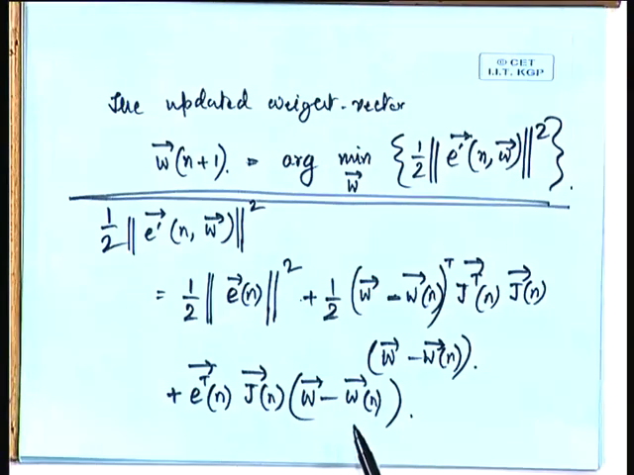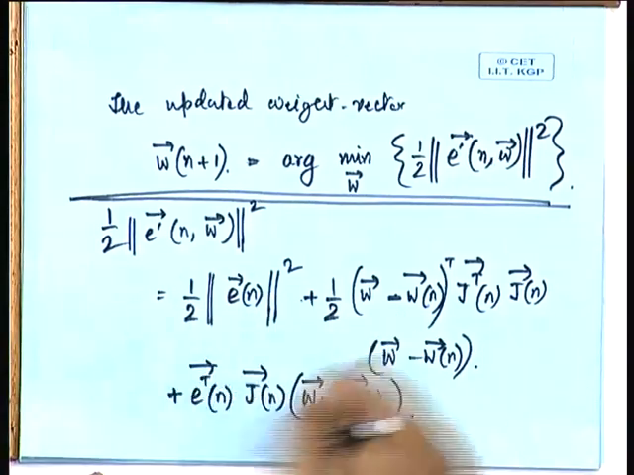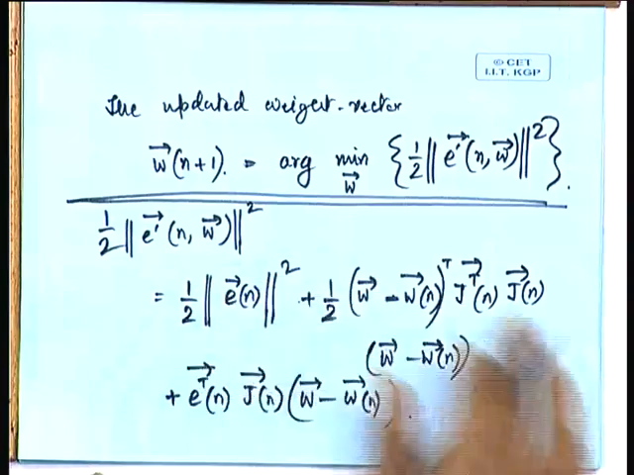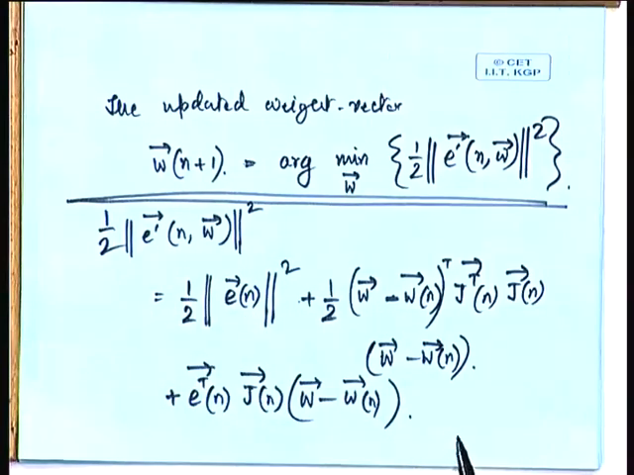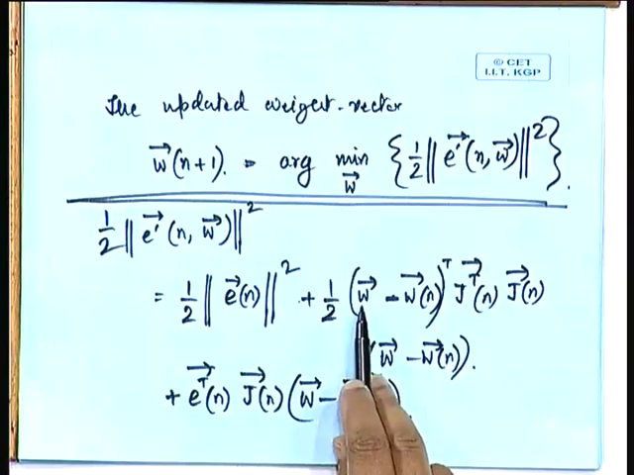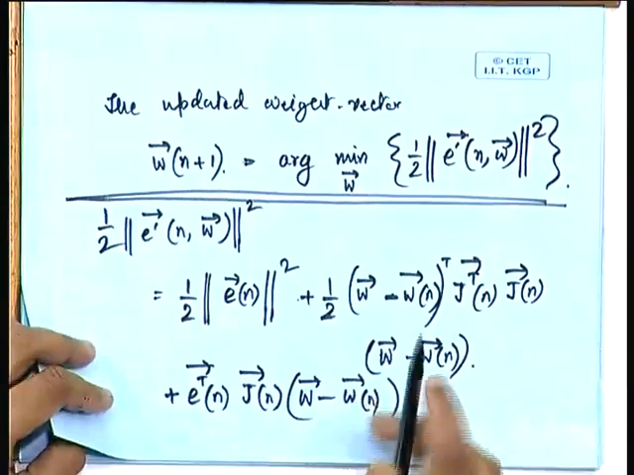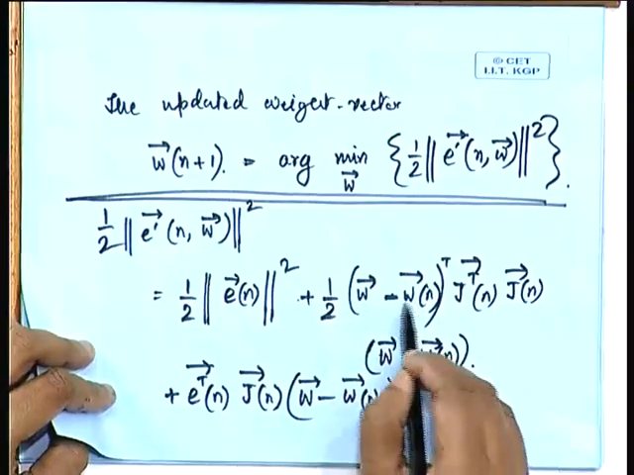And what do we need to do now? We need to differentiate this with respect to W. So differentiate the left-hand side with respect to W, which means that individually all these terms we will have to differentiate with respect to W. Now, what happens to the first term? If you differentiate it with respect to W, it is 0, because it is not dependent on W. What will be the second term's contribution if you are differentiating with respect to W? Here the whole thing is transposed, W minus W_n transpose.